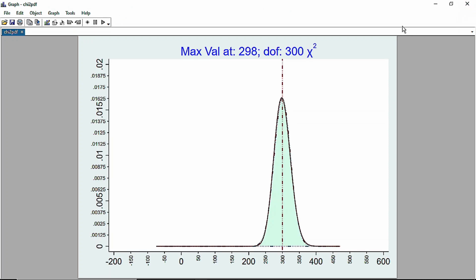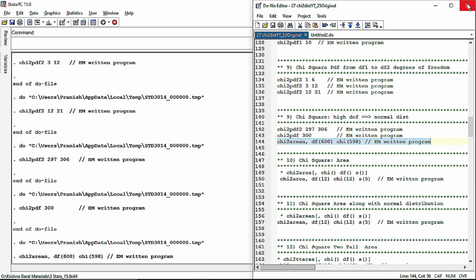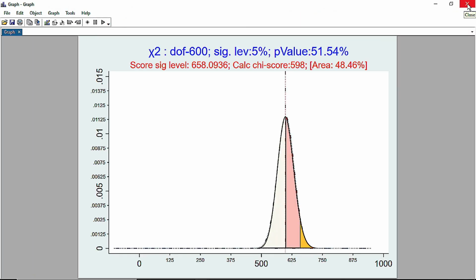At the backdrop we have a normal distribution, and at the forefront with this red line we have a chi-square distribution, and we see that nearly both of them are converging. The chi-square distribution is converging to the normal distribution. And this time let us increase the degrees of freedom to 600, and see whether the normal distribution and the chi-square distribution are the same. Yes, they are one and the same.